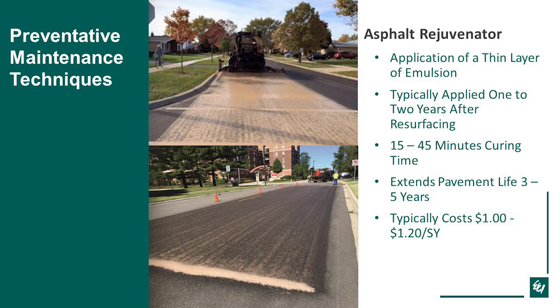It takes about 15 to 45 minutes, and when they spread it, you'll see it on the surface, and when it's gone, you'll actually see that it's gone, and then they spread the sand on there. And this typically extends the life of the pavement from 3 to 5 years, and it typically costs $1 to $1.20 a square yard.